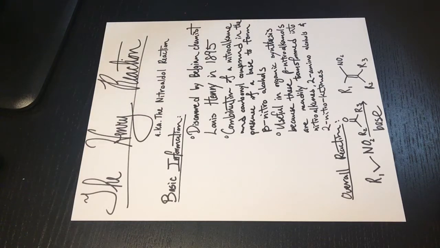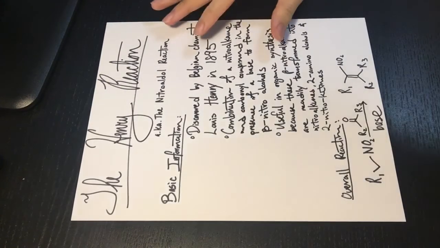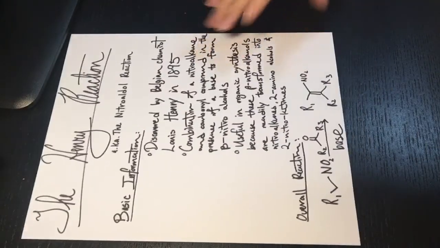What the Henry reaction is really useful for in organic synthesis is creating these beta-nitro alkanols that are readily transformed into other derivatives like nitroalkenes, 2-amino alcohols, and 2-nitroketones. And so you can see the overall reaction at the bottom over here.